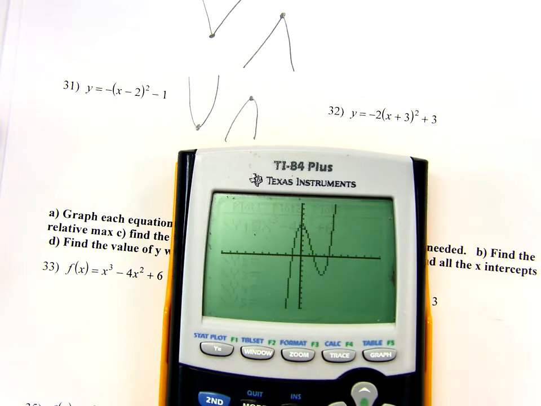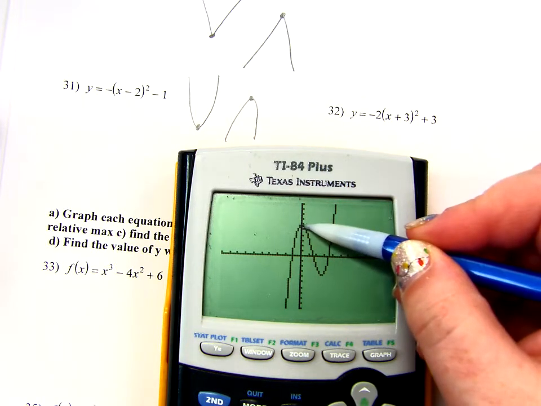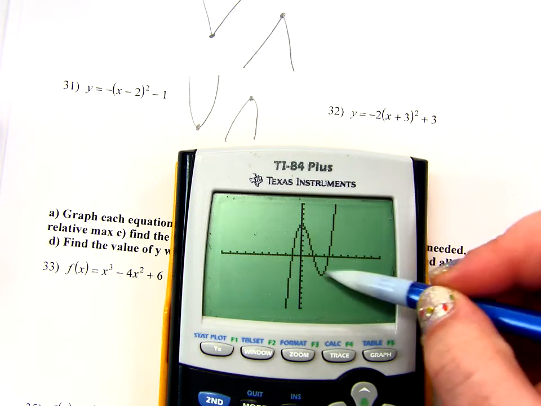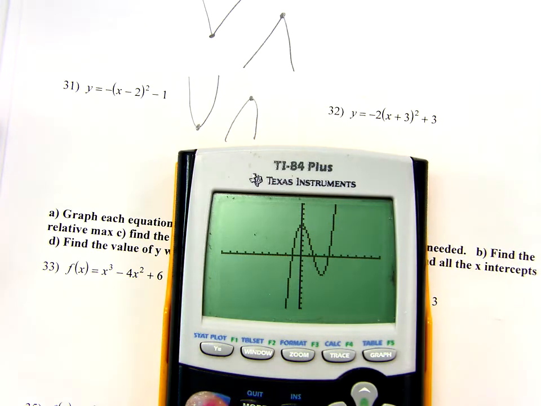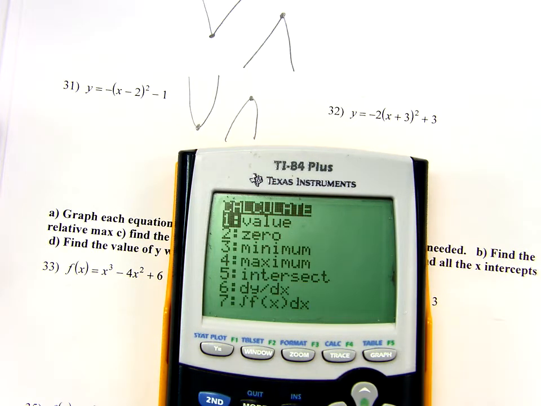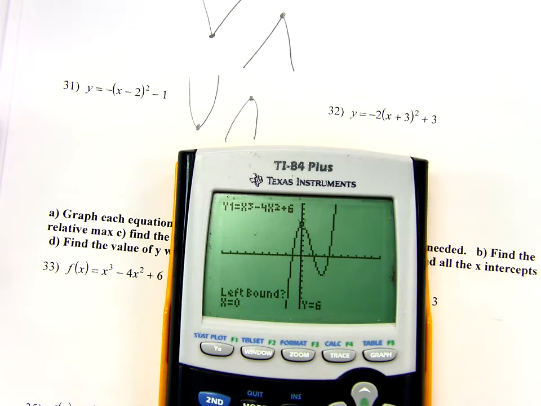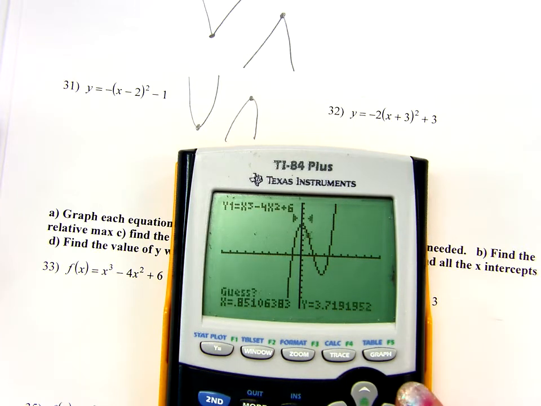Better? Okay, so now if I want to find that relative max and min that we mentioned before, so this would be a relative max, right, because it's the highest in its little area, and there's a relative min in its area. You guys already know how to do it. I still just hit second calc, and if I want to find that first max, I'm going to choose choice 4. And then I just go a little bit to the left of it, a little bit to the right of it, hit enter. That gets me that first relative maximum point.